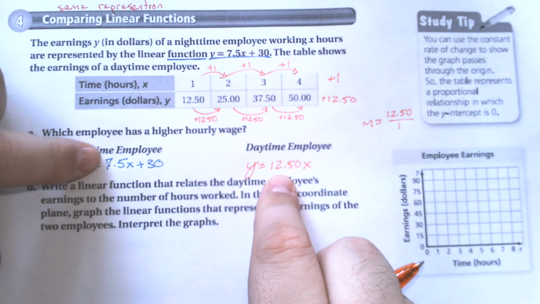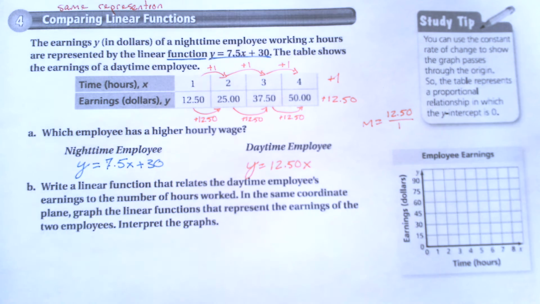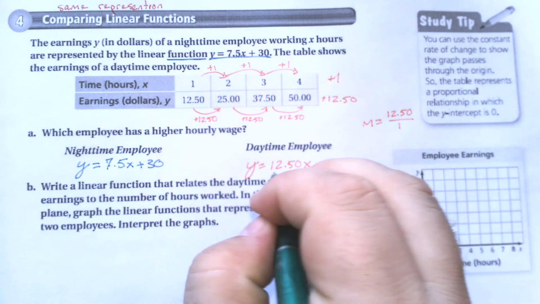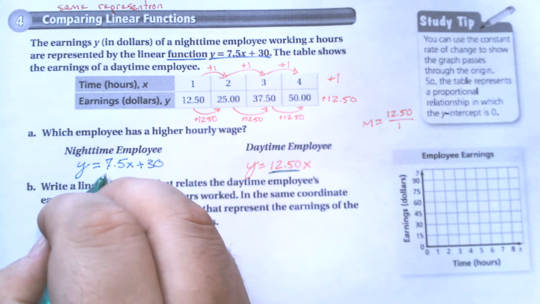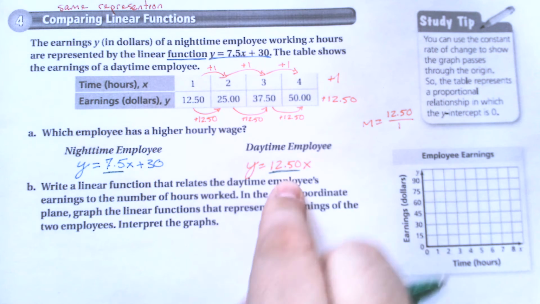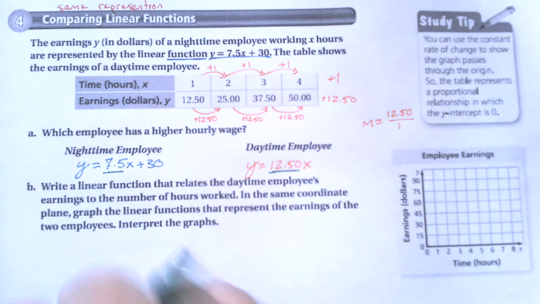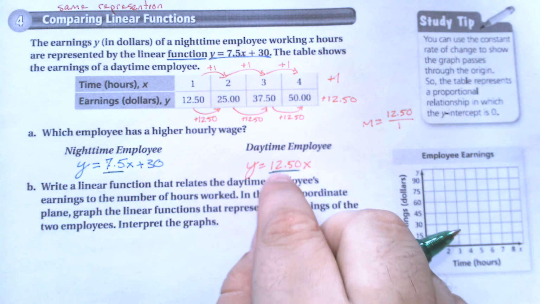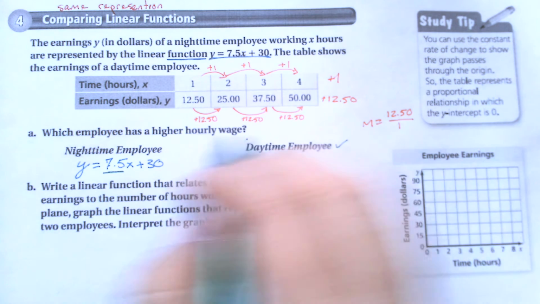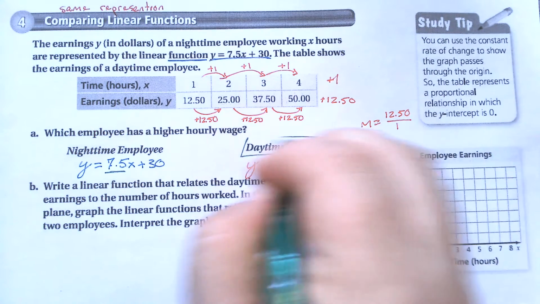What we're really looking for is the slope. Now, first thing we did, which employee has a higher hourly wage? The slope tells us that. That's why it's the first thing we want to look at. The one with the higher slope, in this case, has a higher hourly wage. Slope is usually what we're going to look at when we're comparing one rate to another, whichever one has a higher rate, because remember, slope is a rate of change. They're both rates. So we need to know which one's a better rate. The better rate is the daytime employee. So my answer, which employee has a higher hourly wage? That is the daytime employee.